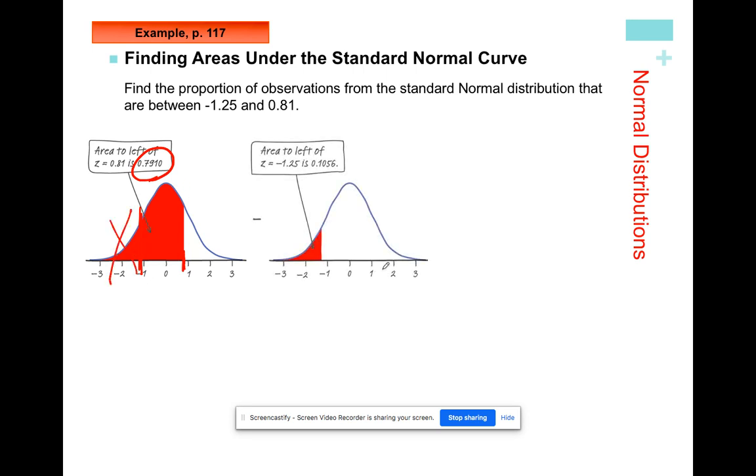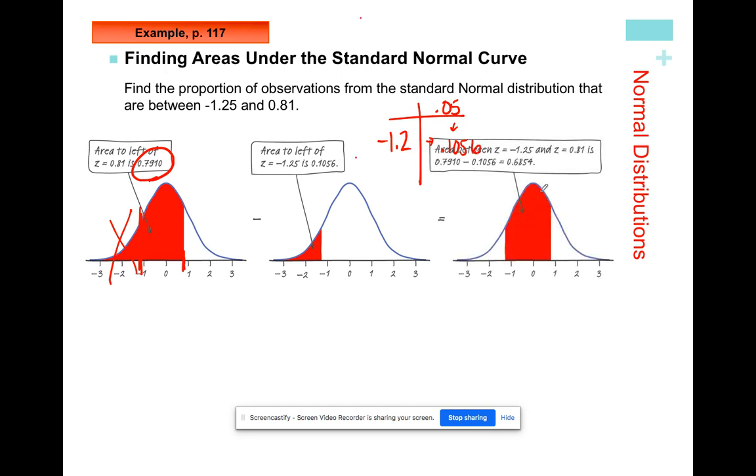So we also have to look up the area to the left of -1.25 using the table, which if we were to look up -1.2, where it intersects with 0.05 for -1.25, that area to the left is this 0.1056 that we see in the box here. So that difference gives us the area in between, so 0.6854.